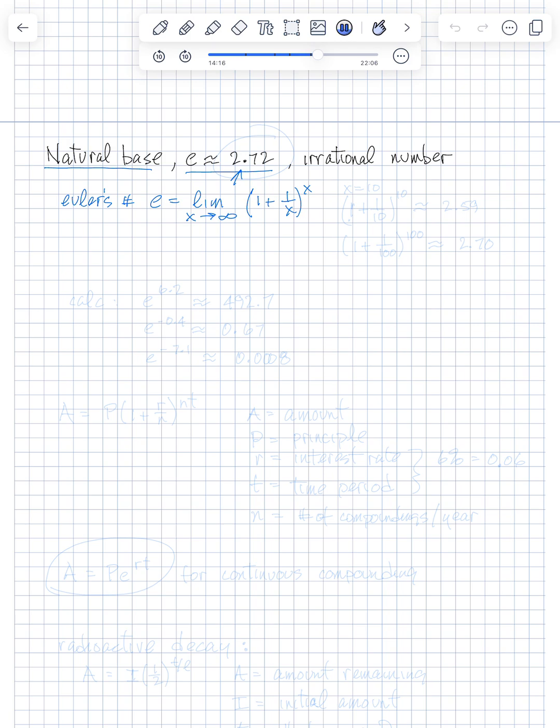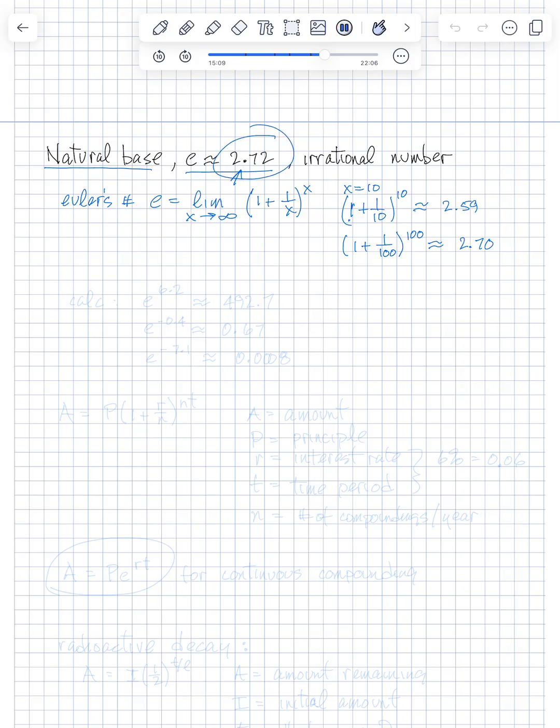For example, say x equals 10, we have (1 + 1/10)^10, and this is about 2.59. If x equals 100, we would have (1 + 1/100)^100, and this gives us a number of about 2.70. So we could do one for x equals 1,000, x equals 500 million. The larger it gets, the closer it's going to approach the value that we use, 2.72.